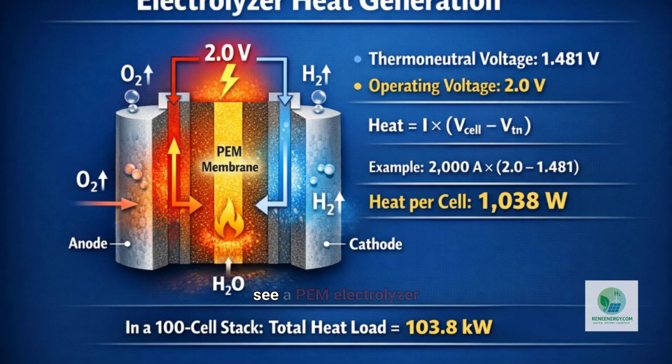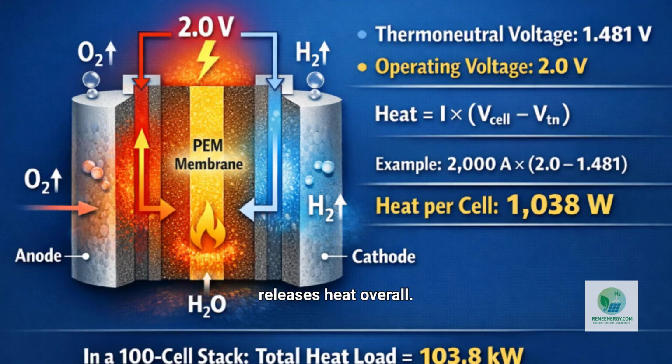In image number 1, you see a PEM electrolyzer cell cross-section. Hydrogen evolves at the cathode, oxygen at the anode, separated by the membrane. Now focus on the voltage numbers overlaid on the image. The thermoneutral voltage for water electrolysis is 1.481 volts. That is the voltage at which the electrochemical reaction neither absorbs nor releases heat overall.